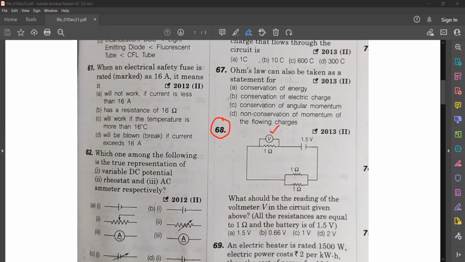Okay, so all of you do. We have to use the relation V is equal to IR, and the other relation, that when resistors are connected in parallel, RP is equal to R1 R2 by R1 plus R2. So using these two relations, find out the voltage in the 1 ohm resistor. Okay, all of you do. I'll give you 30 seconds. After completing, comment your answers.